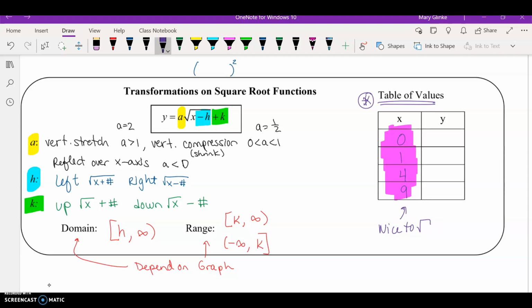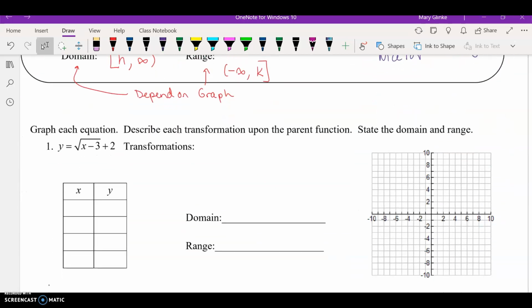Your y values, what you're going to do is plug x in order to find your y value. So for these ones, the square root of 0 is 0, 1, 2, and 3, but we're going to find those by plugging x into our equation. So let's take a look at our first example where we're going to graph this by hand.